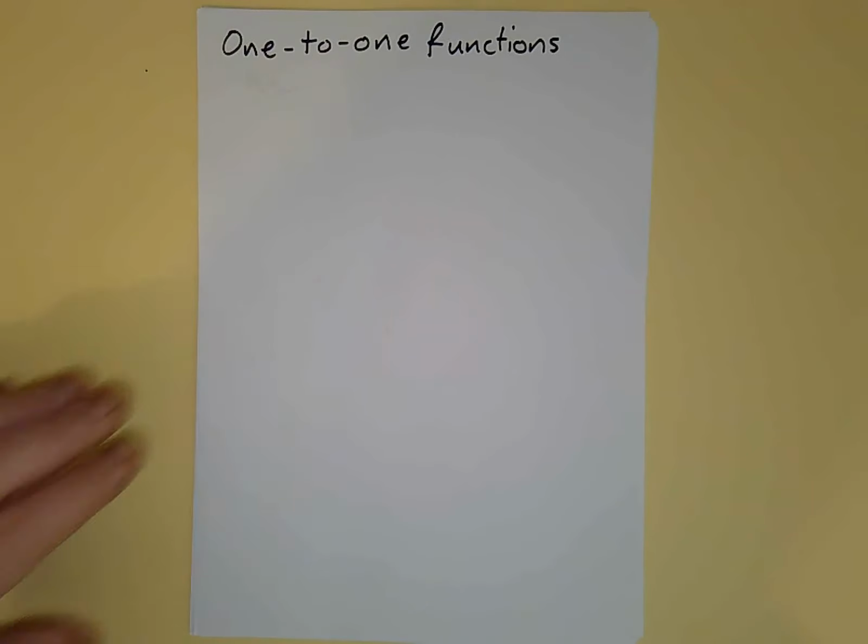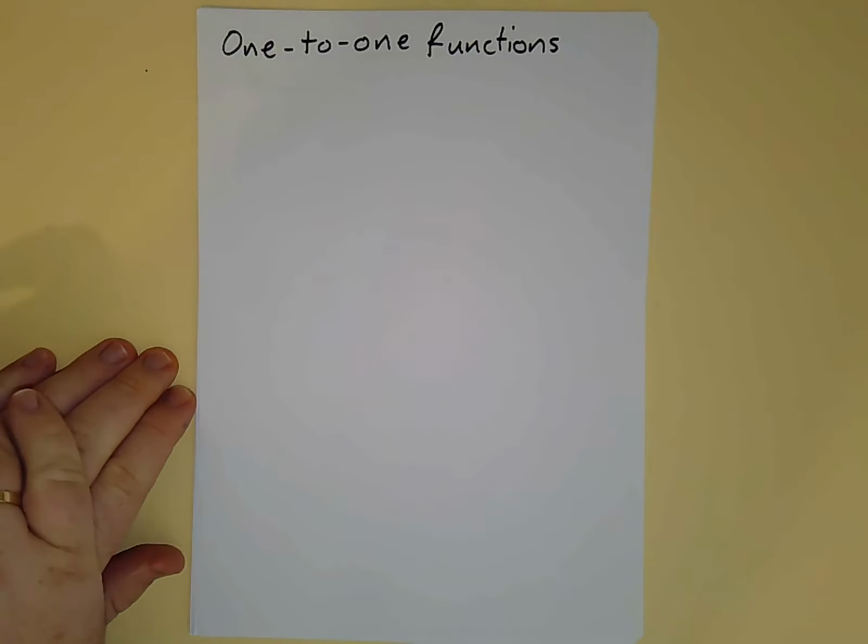Today we're going to look at one-to-one functions. As we've previously talked about, a function is a rule or a relationship that has only one y value for any given x value. So that means that each of your x or independent variable values can only correspond to a single y or dependent variable. And we can test that easily with our vertical line rule.